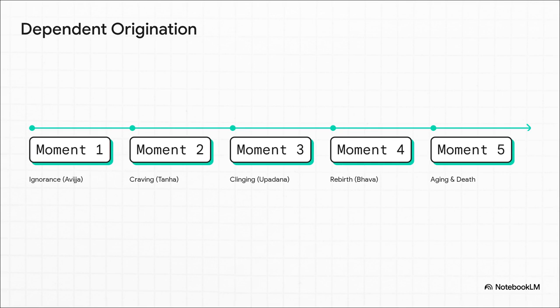That craving quickly hardens like concrete into moment 3, clinging, or upadana. You desperately grip onto your identity and your desires. This clinging provides the raw fuel for moment 4, becoming and rebirth. This is the constant, exhausting recreation of your ego day after day. And that ultimately leads, inevitably, to moment 5, aging and death, suffering, loss, and decay. It's an endless, repeating loop. This is the system, and unless you understand this underlying code, you're completely trapped inside it.